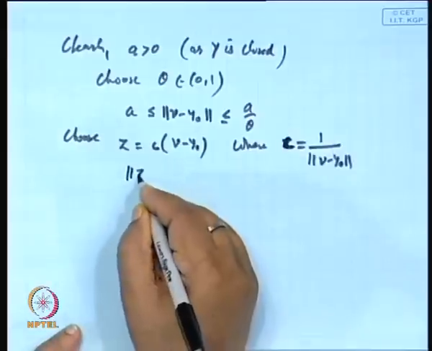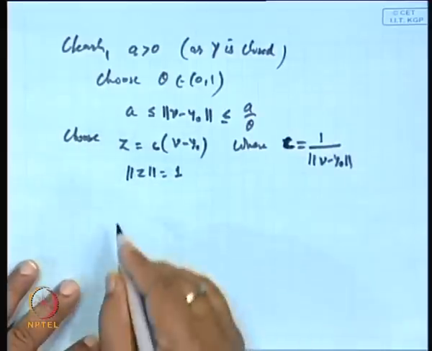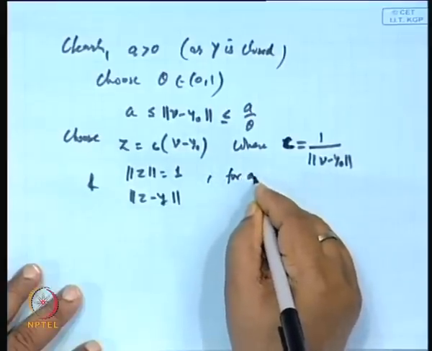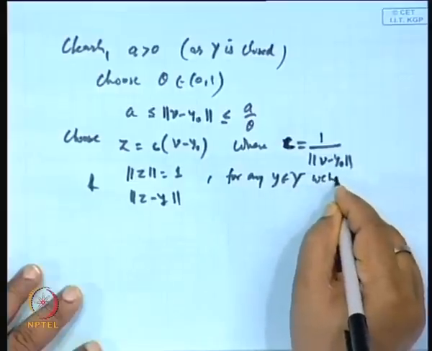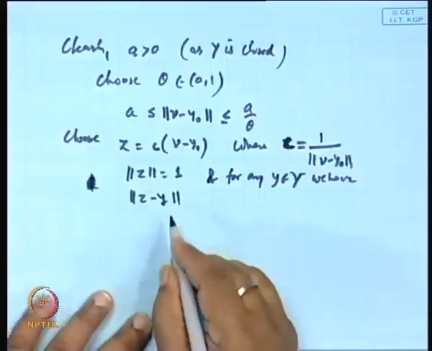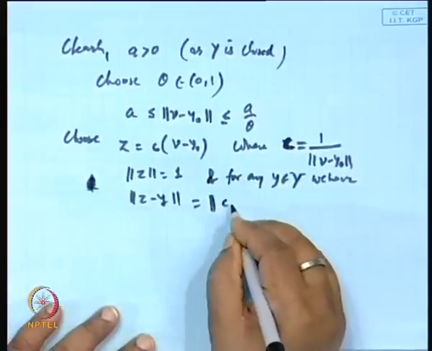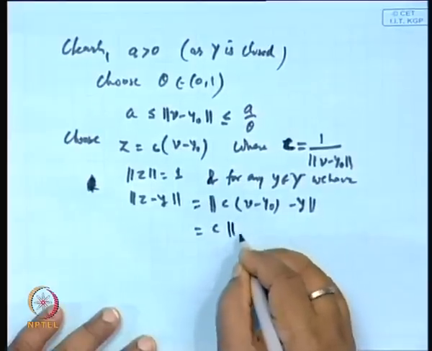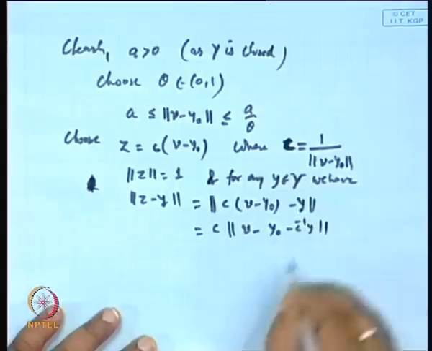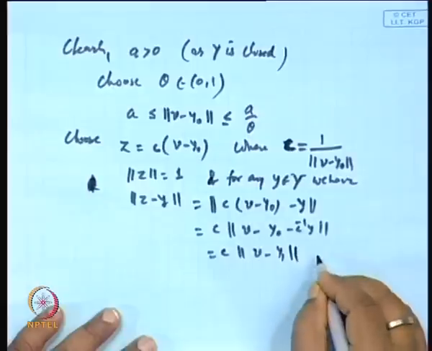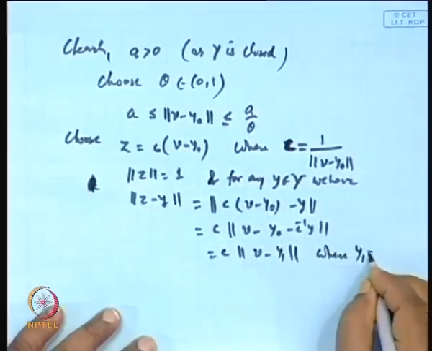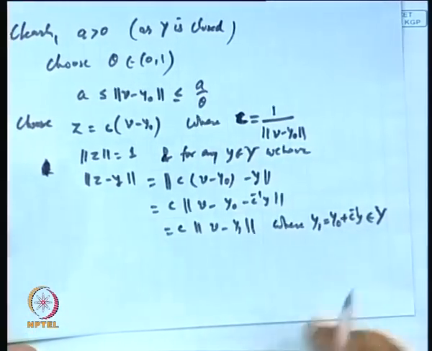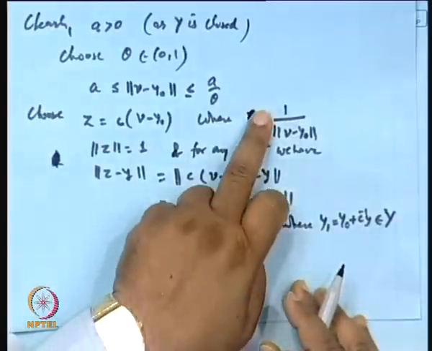By choosing it this way, we can immediately say norm of Z is 1. And what is its distance from any arbitrary point y? For any y belonging to capital Y, we have the norm of Z minus y, which is equal to the norm of C times V minus y naught minus y, and this will be equal to C, if you take it outside, norm of V minus y naught minus C inverse y, which is equal to C times norm of V minus y 1, where y 1 stands for y naught plus C inverse y, which is an element of Y, because Y is a subspace. So, this will be a point in Y.